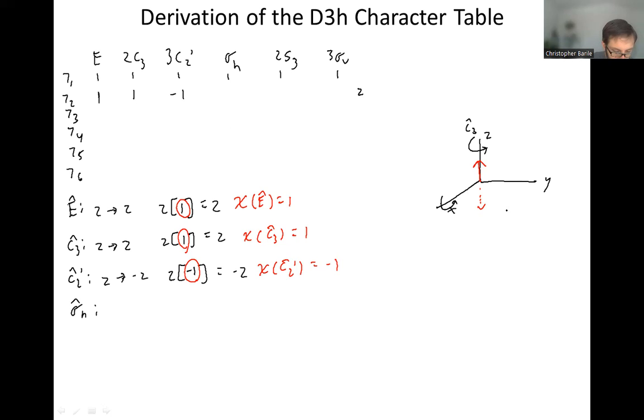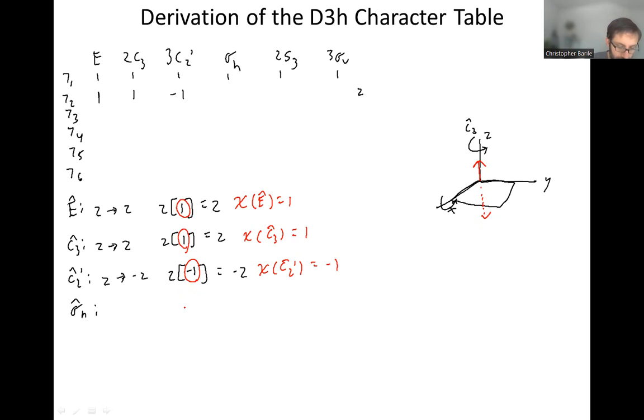Sigma h is a horizontal mirror plane, and a horizontal mirror plane is horizontal with respect to the principal rotation axis. The principal rotation axis, remember, is in the z direction, so our horizontal mirror plane is going to be in the xy plane. What that does is this z vector lies above that mirror plane, and so it's going to look at itself below the mirror plane.